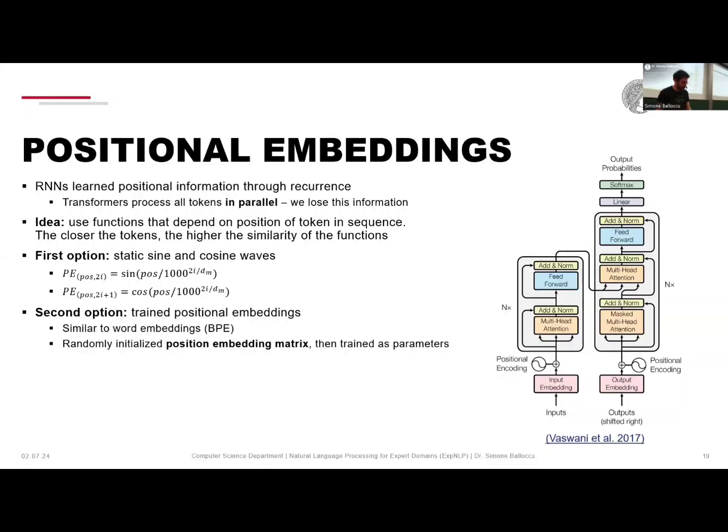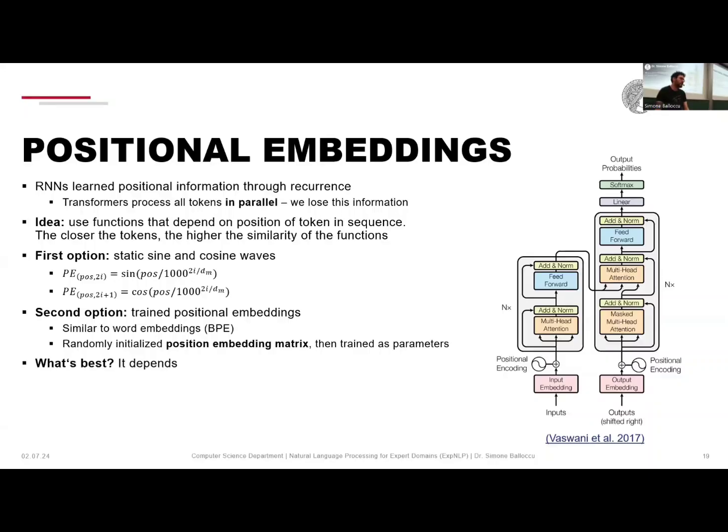The alternative, if you're lazy, is that we make them another set of parameters and we learn them. So again, more parameters on top of everything. It's similar to the actual word embeddings: we randomly initialize them, and then we learn them as parameters.